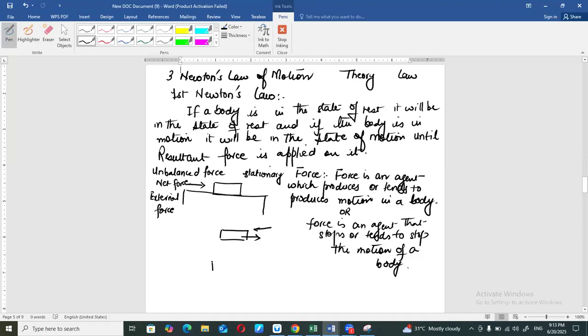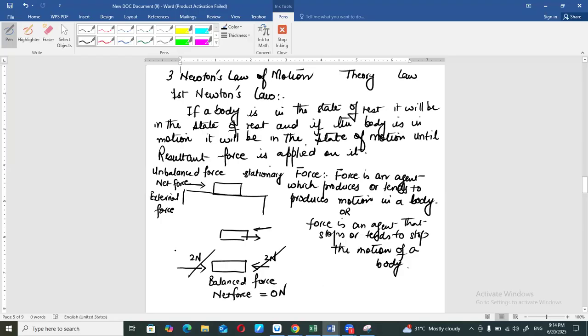So let me explain it to you. What is the difference between a force and a resultant force? Let's suppose 2 Newton force is applied on the right hand side and 2 Newton force is applied on the left hand side of this box. These two forces are balancing each other, so we call them balanced forces. And due to the balanced forces, the net force is basically 0 Newton, or the resultant force is 0.